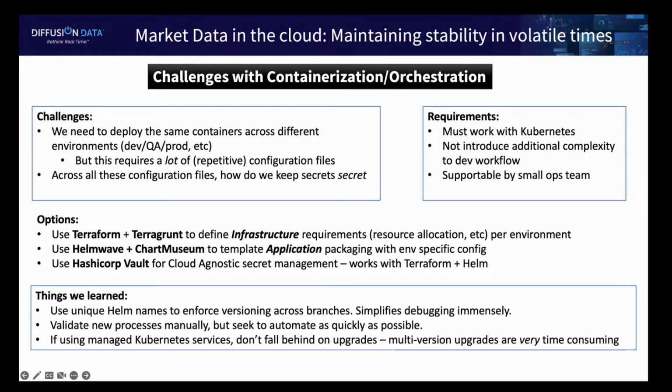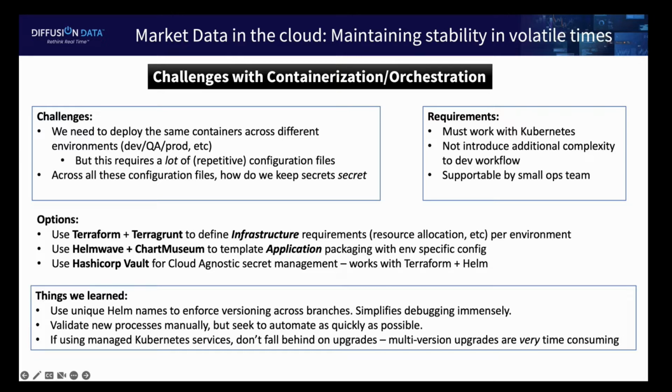So after reviewing all of our possible options here, we settled upon a few technologies that work well for us. For infrastructure requirements in terms of resource allocations per environment, we use something like Terraform and Terragrunt. For the application packaging and the config files, making sure that we're using templates as much as possible, we have Helmwave and ChartMuseum. And then we used HashiCorp's Vault for secret management to make sure we don't have secrets lying around the place in public or visible config files. And HashiCorp Vault works very well with Terraform and Helm.